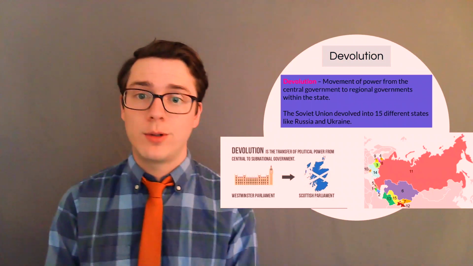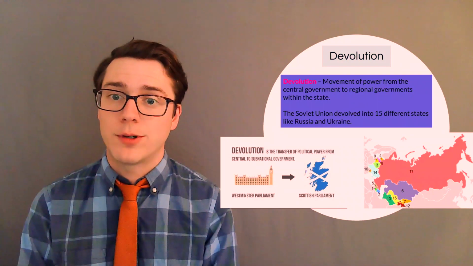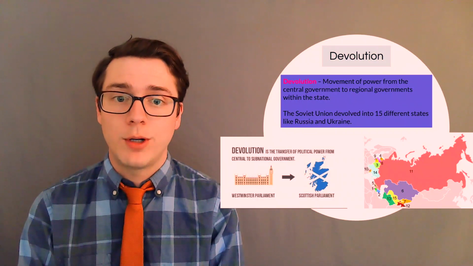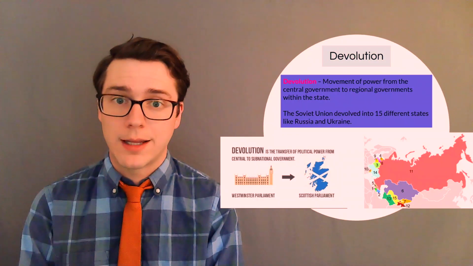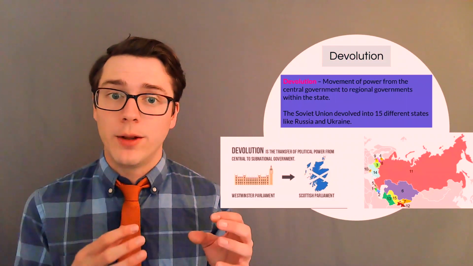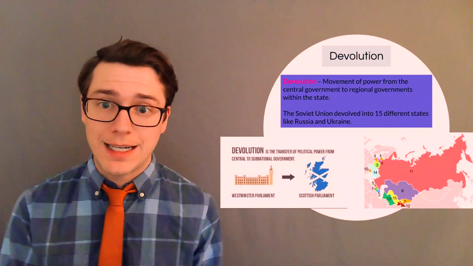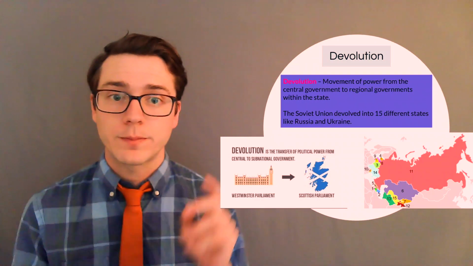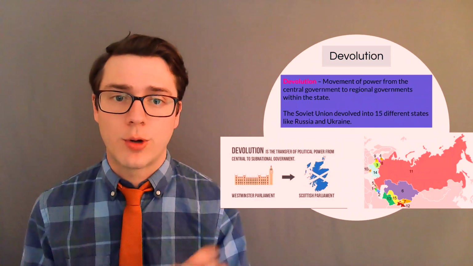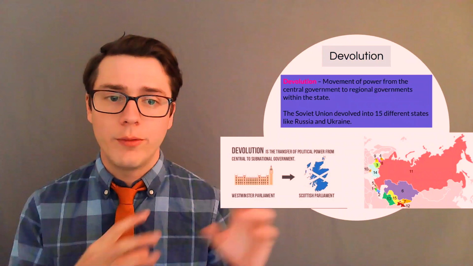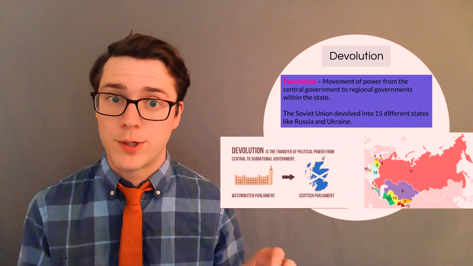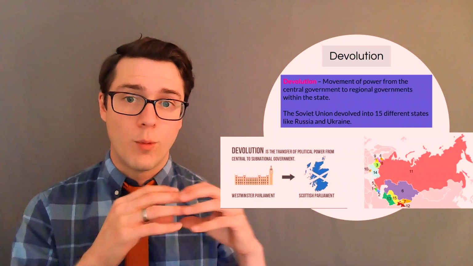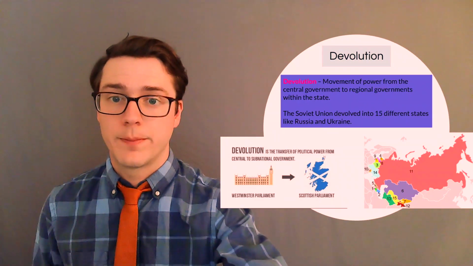The Soviet Union was a massive country that came after the Russian Revolution in the early 1900s. And the Soviet Union was formed of a lot of different cultural groups and ethnicities. When it fell, it broke into 15 different individual states. So 15 different countries. Russia being the biggest, Ukraine being one of them too. But you can see all of these different countries that split off from the Soviet Union. So that's devolution, where you go from one central power to more local regional powers.